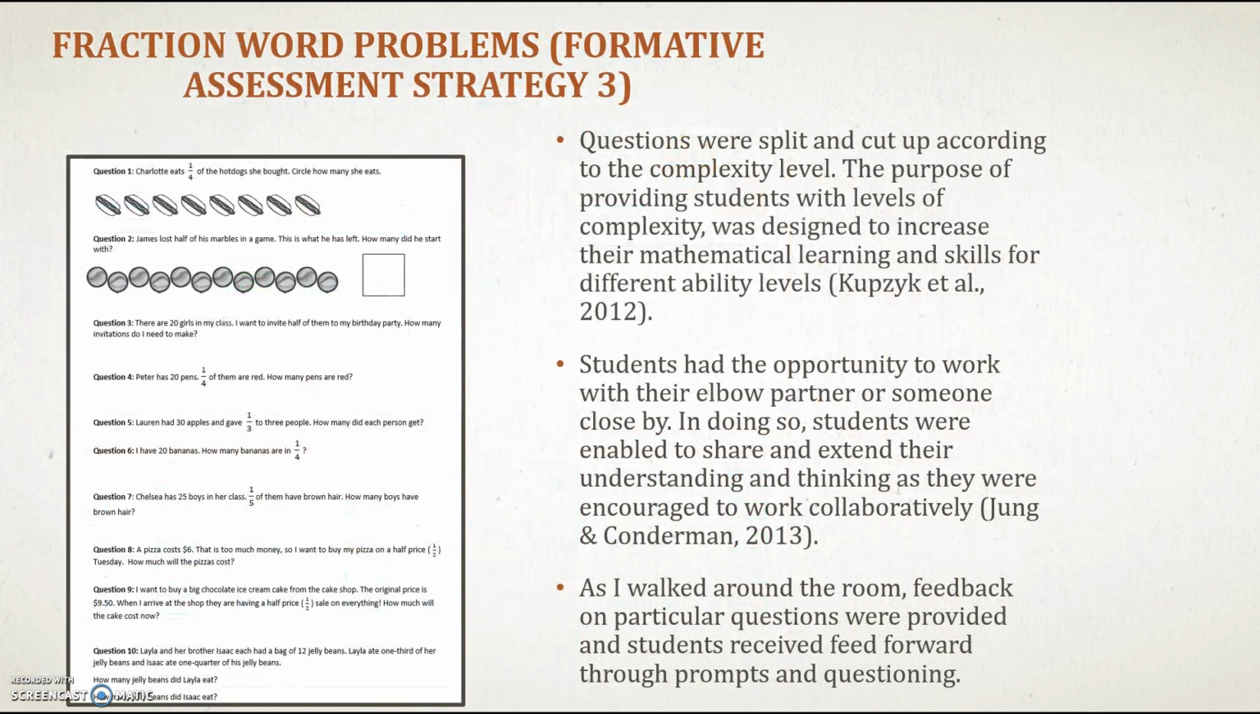My formative assessment strategy 3 was providing the children with fraction word problems. The questions were split and cut up according to the complexity level. The purpose of providing students with levels of complexity was designed to increase their mathematical learning and skills for different ability levels. Students had the opportunity to work with their elbow partner or someone close by.